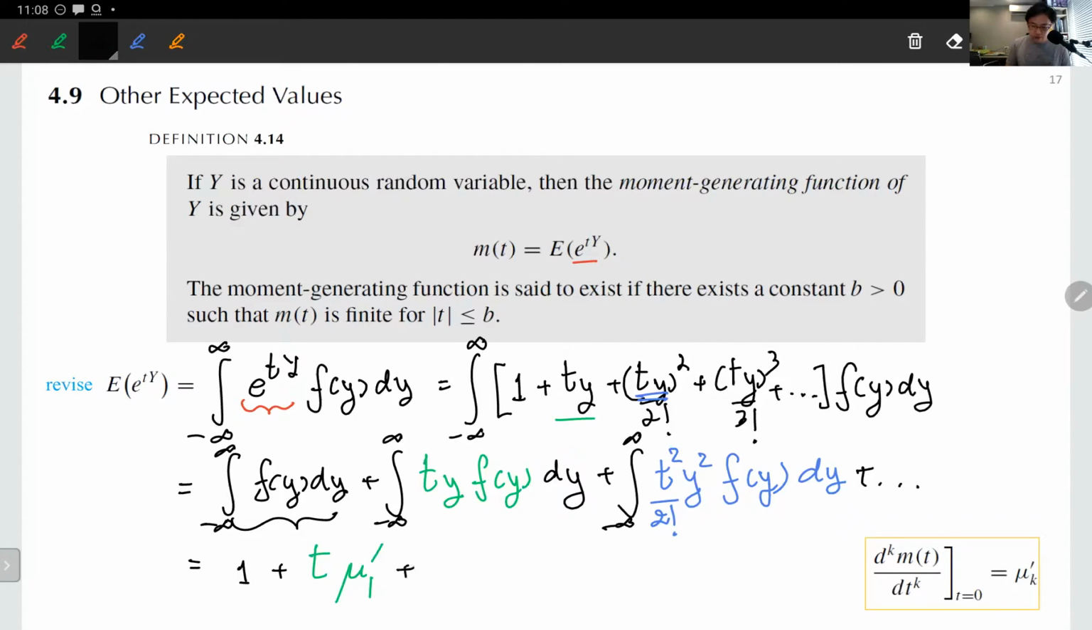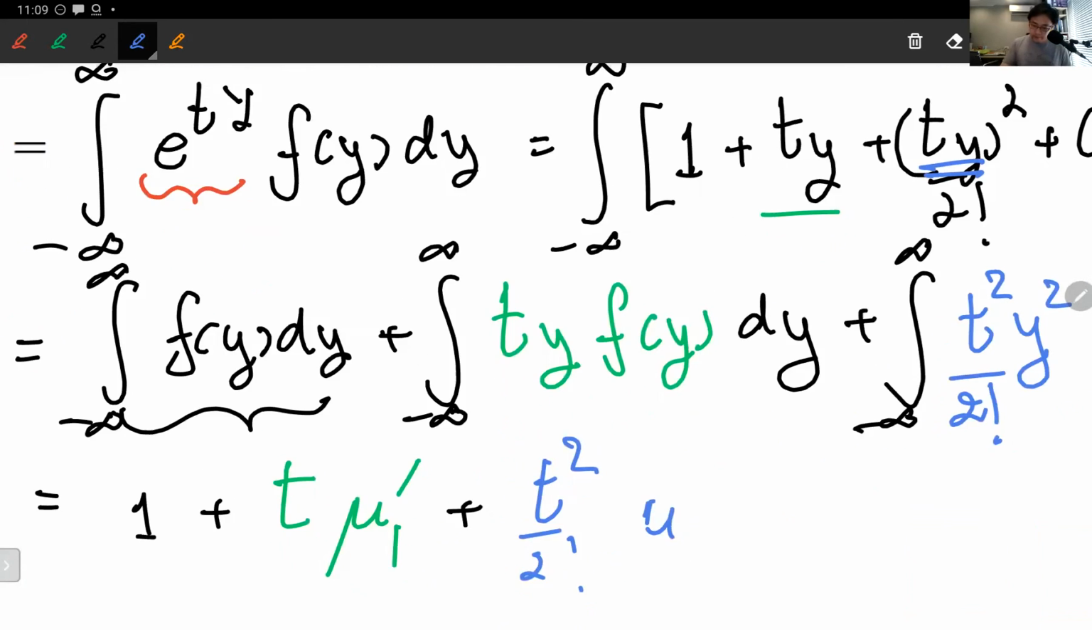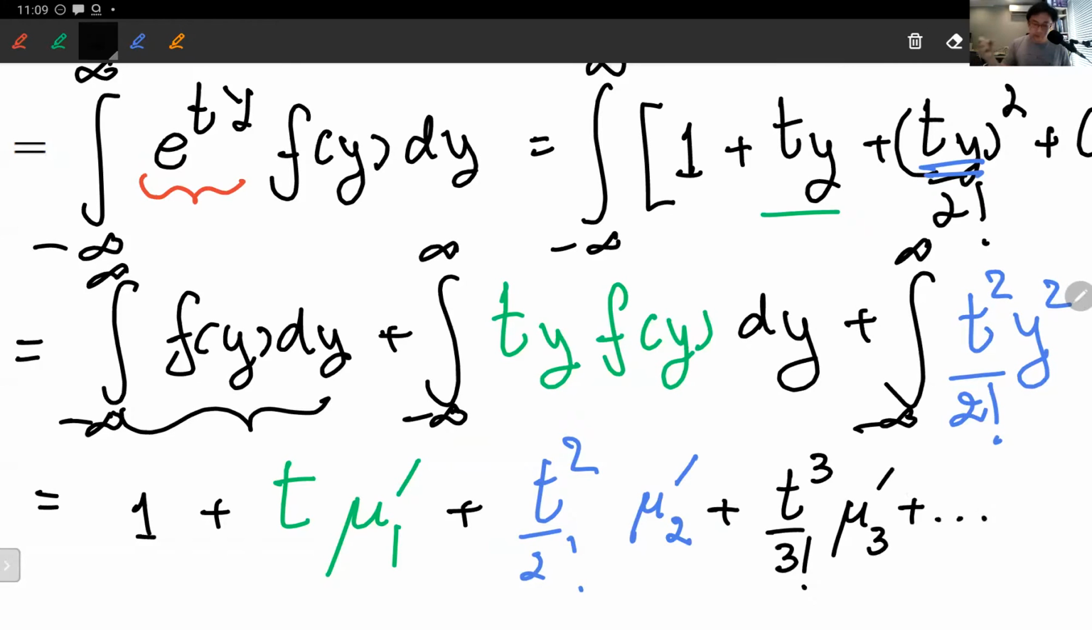Third term, of course, you're going to be able to pull t square over 2 factorial out. And whatever you have left inside is y square multiplied by the density function. That will be your, let me zoom in a bit, that will be your second moment about origin. And now you can pretty much extend your series for the rest of this.